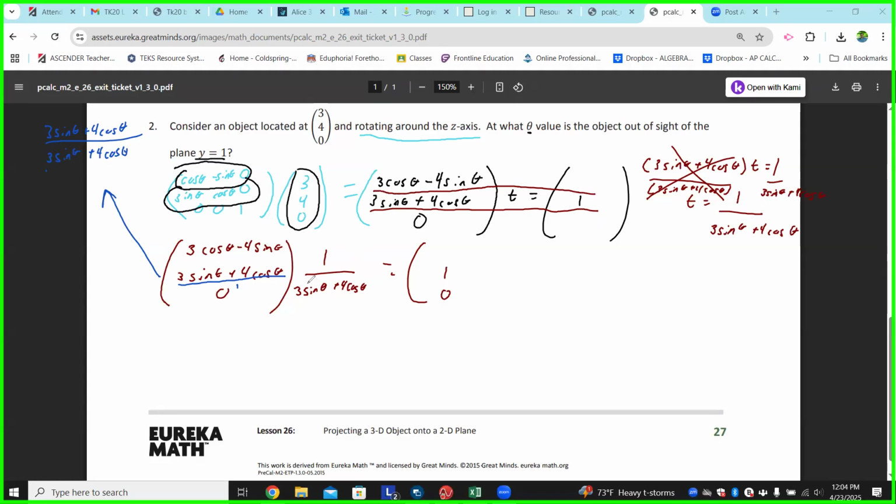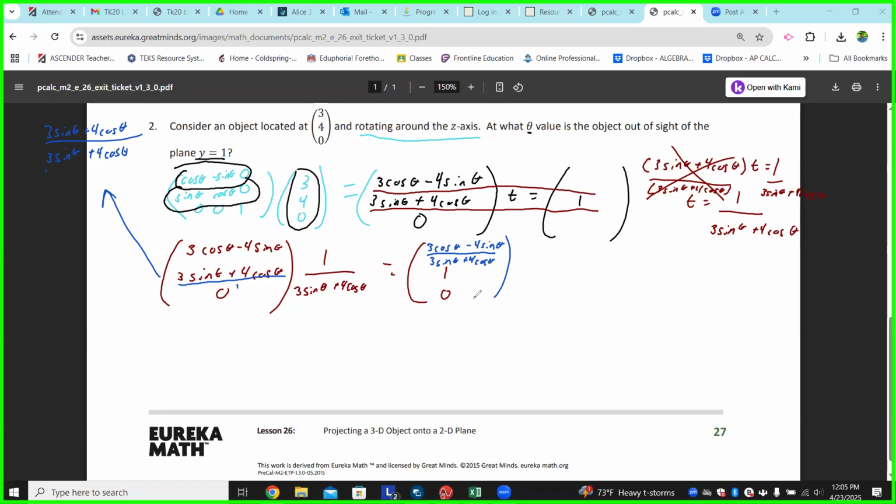I can't do any special canceling. None of them are really in common, so I have to write it out just like this. So this becomes 3 cosine theta minus 4 sine theta divided by 3 sine theta plus 4 cosine theta. That would be your answer if that was all that you were asked.